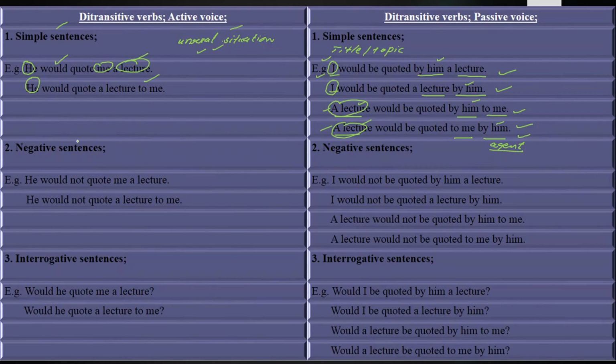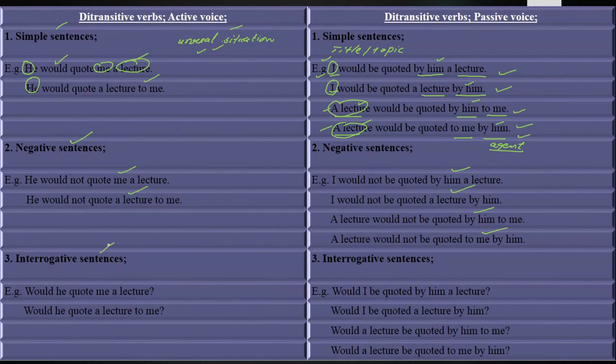Next we have the negative sentences. Those sentences in which we deny the statement, reject the statement and refuse the statement are called negative sentences. He would not quote me a lecture, he would not quote a lecture to me. I would not be quoted by him a lecture, I would not be quoted a lecture by him. A lecture would not be quoted by him to me, a lecture would not be quoted to me by him.